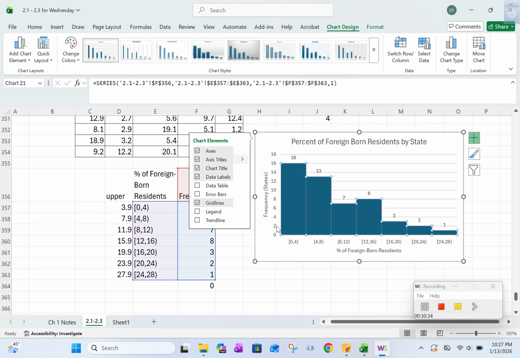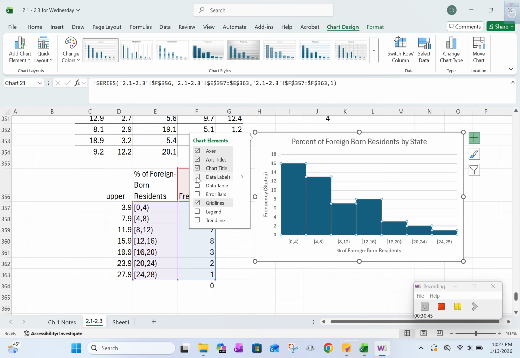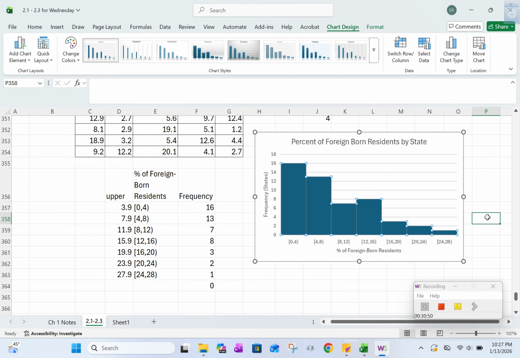Ours is a discrete value over here in terms of states, a whole number, so it's not necessary to add those, but sometimes it's helpful to do those things. We don't really need it in this case.